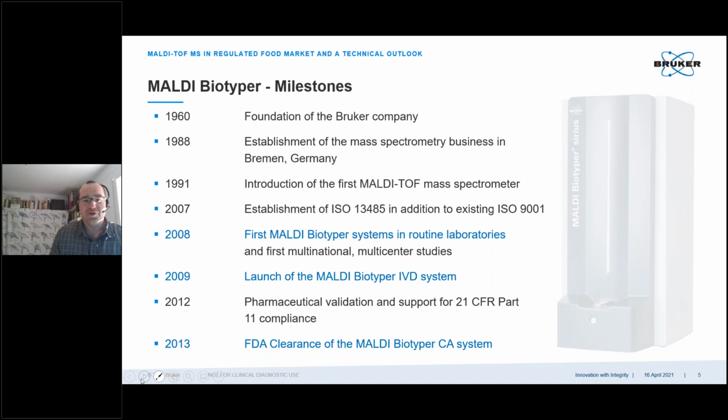So let me start with the MALDI Biotyper milestones. The first systems were placed in routine laboratories in 2008, with first multinational and multi-center studies performed. One year later, the IVD system was launched, and in 2013, the FDA clearance of the MALDI Biotyper CA system was achieved.